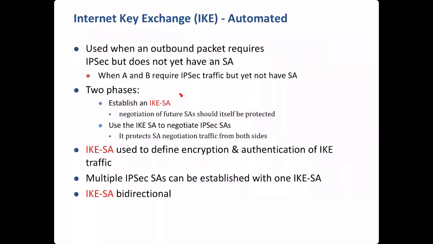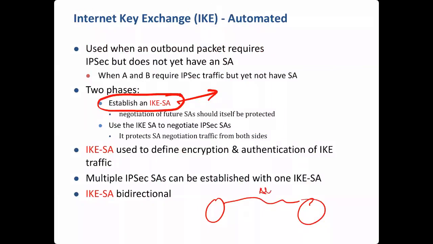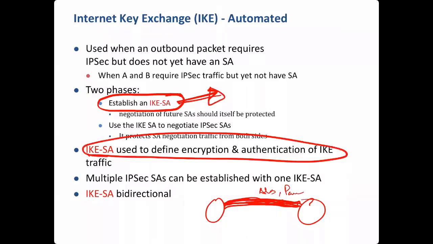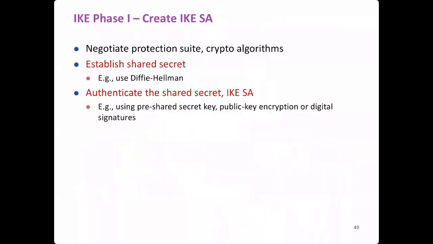It has two phases. First, establish the IKE security association. IKE between two gateways will negotiate on various algorithms and parameters. Now, if this is done over an open channel, then everything will fail because Mallory will know everything, right? So first thing first is to establish a security association over which other sets of keys can be generated. This is called the IKE SA. First create the IKE SA, and based on that you can create multiple security associations.